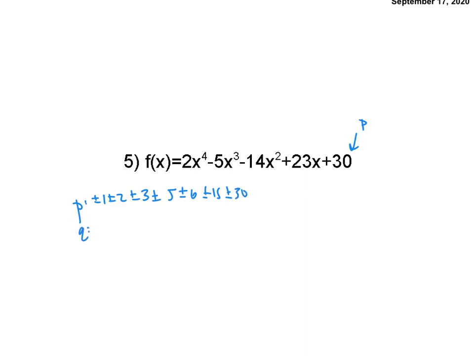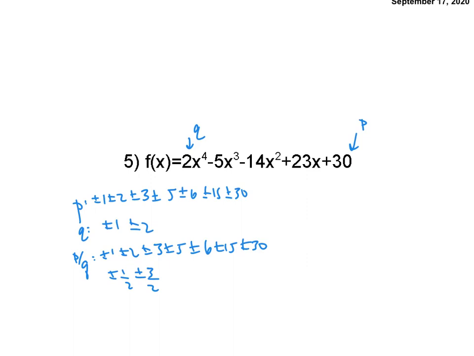Okay. Our q's are factors of 2, which are 1 and 2. So my p's over q's are going to be all of the p's divided by 1, which are 1, 2, 3, 5, 6, 15, and 30. And all of the p's divided by 2, which is 1/2. 2 halves is already on my list.